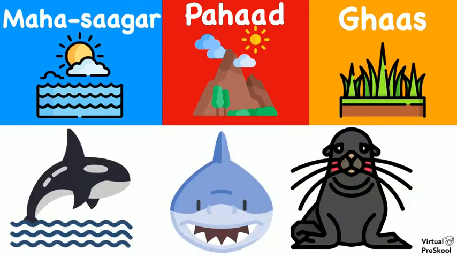A mountain. Where do these guys live? Orcas, sharks, and seals. Where do they live? In Mahasagar, in Pahad, or in ghas? They live in Mahasagar, right? In the ocean.